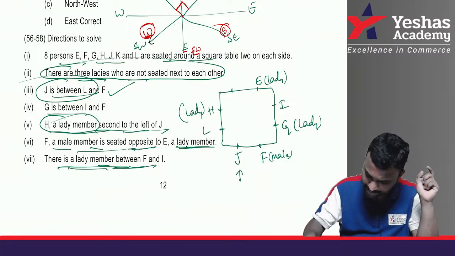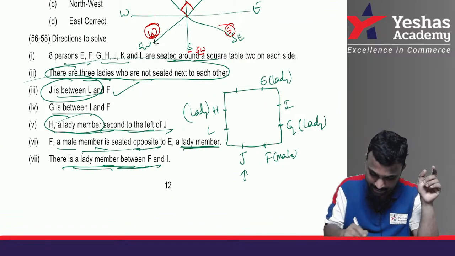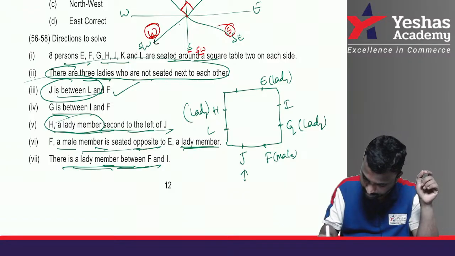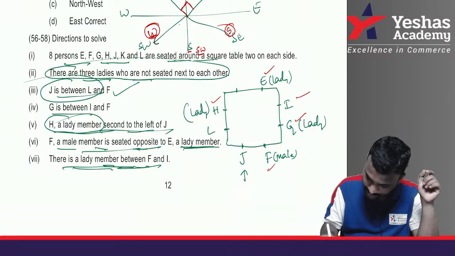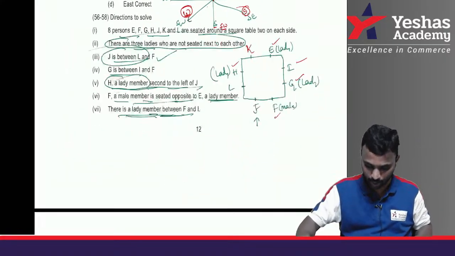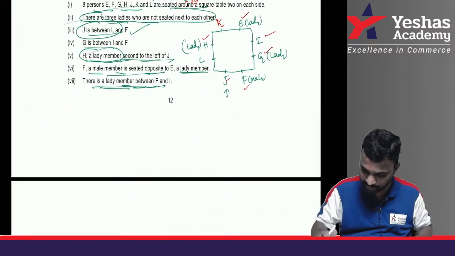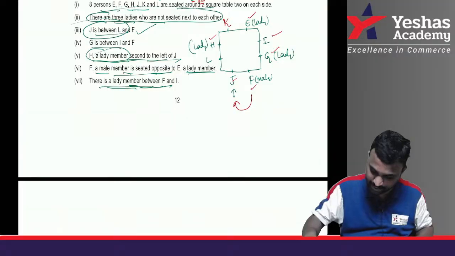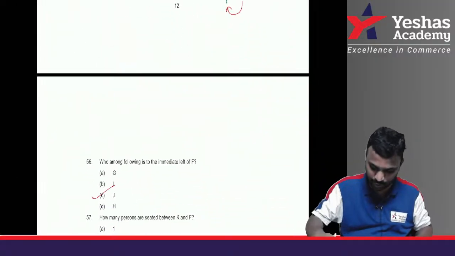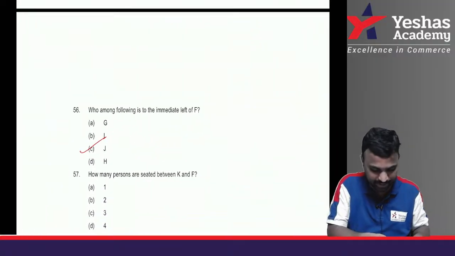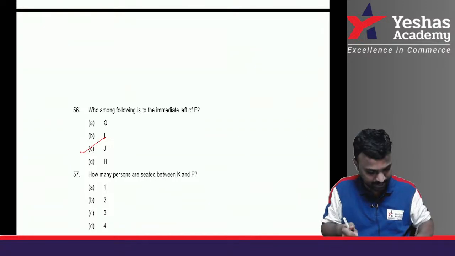Now, only one person remaining. Who is that? E is done, F is done, G, H, I, J, K. So K should be over here. Now the question is, who among the following is to the immediate left of F? Immediate left of F is J. The answer for the question is option C. Is this clear, everybody? Please do respond.